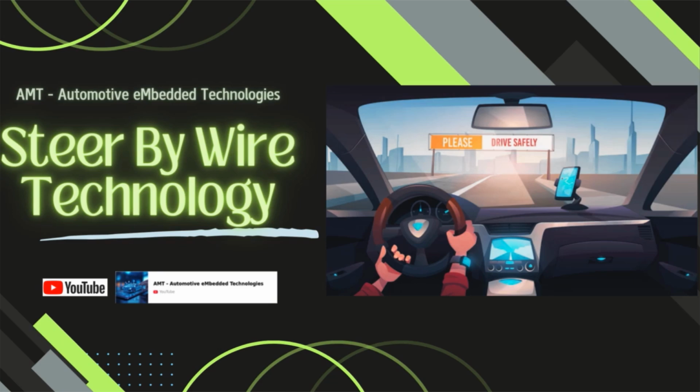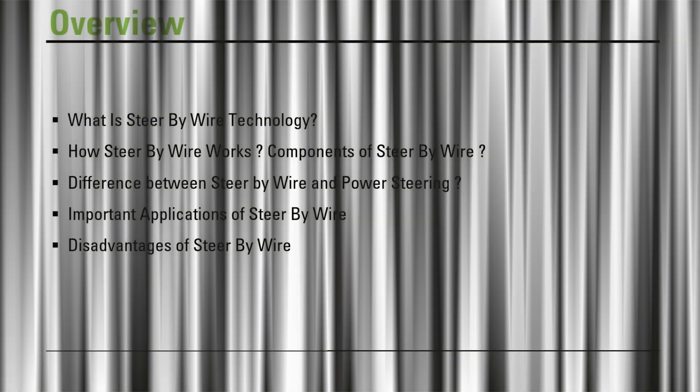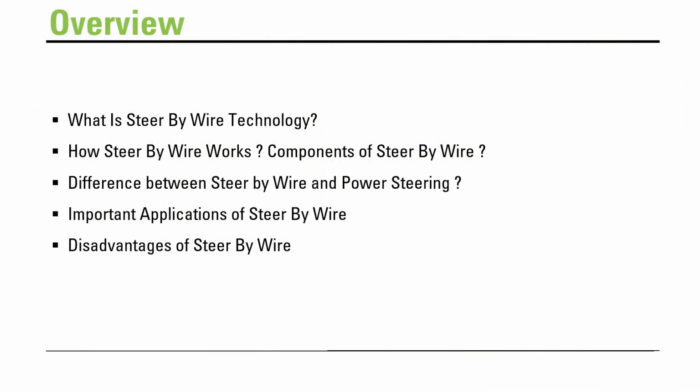automotive technologies. So let's go to overview and we know what are insights of this topic, and then let's go to next slide. So first of all, we need to know what is steer-by-wire technology and how it works, what are the basic components, what are the differences between steer-by-wire and power steering, and important applications of steer-by-wire and disadvantages of this technology.